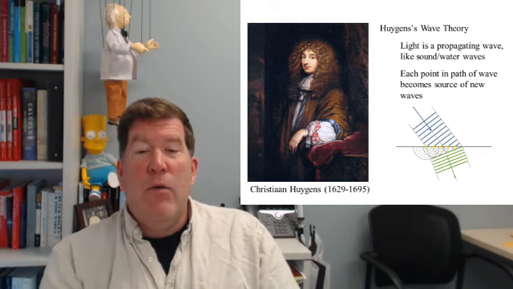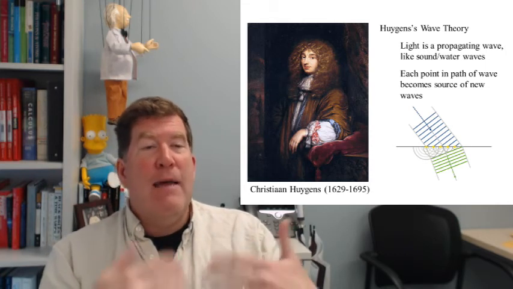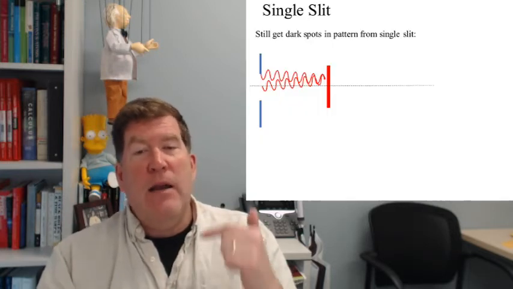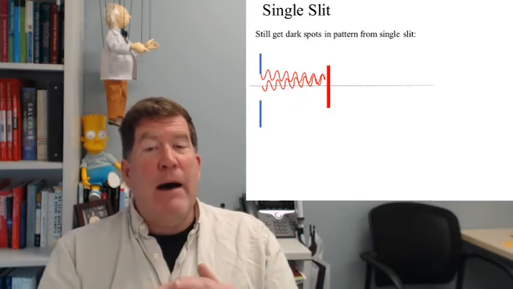What's going on here? Well, to understand this, we need to go back to Christian Huygens' original idea about the wave, where each point in the path of the wave becomes a source of new waves. This gives us a way to understand why even a single opening gives you a diffraction pattern. I can take that opening and I can divide it into pieces.